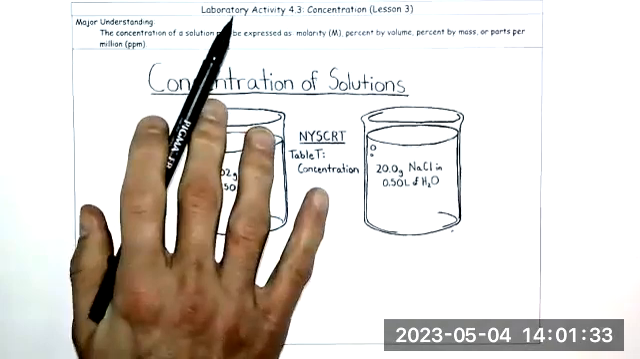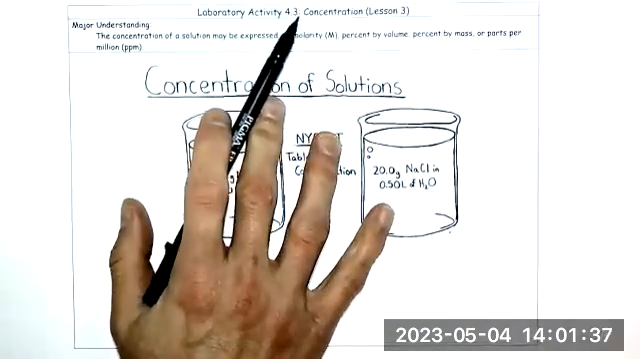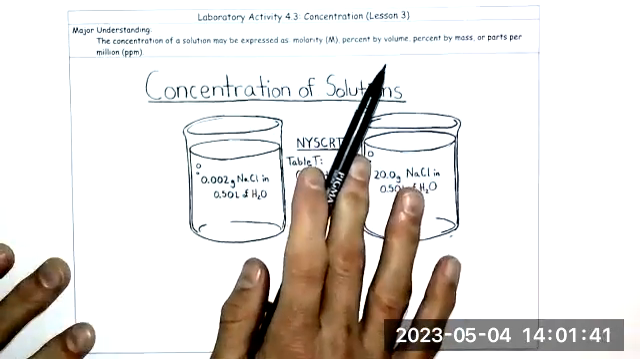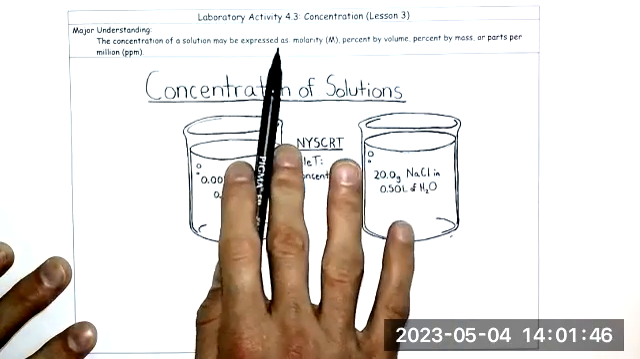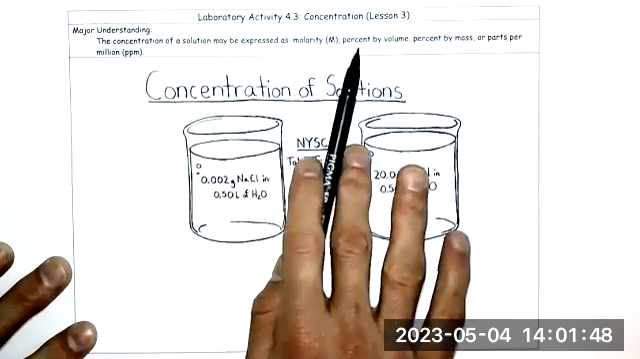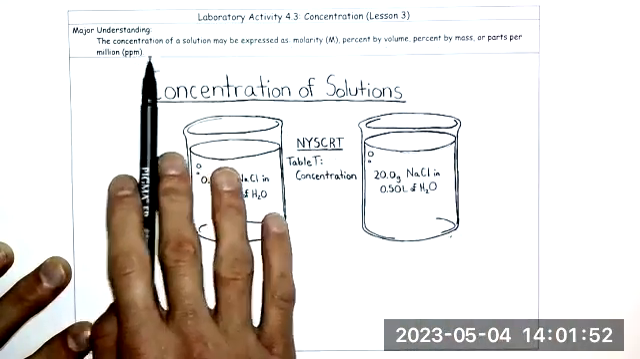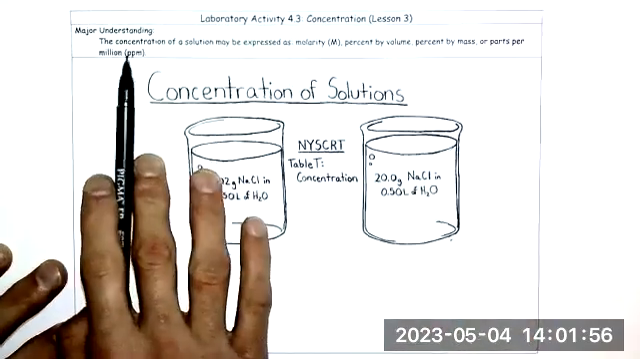Hello, class, and welcome to laboratory activity 4.3, where we're dealing with solubility. In this lesson, we're particularly dealing with concentration. Our major understanding for today is that the concentration of a solution may be expressed as molarity, percent by volume, percent by mass, or parts per million. We're going to focus today specifically on molarity and parts per million.